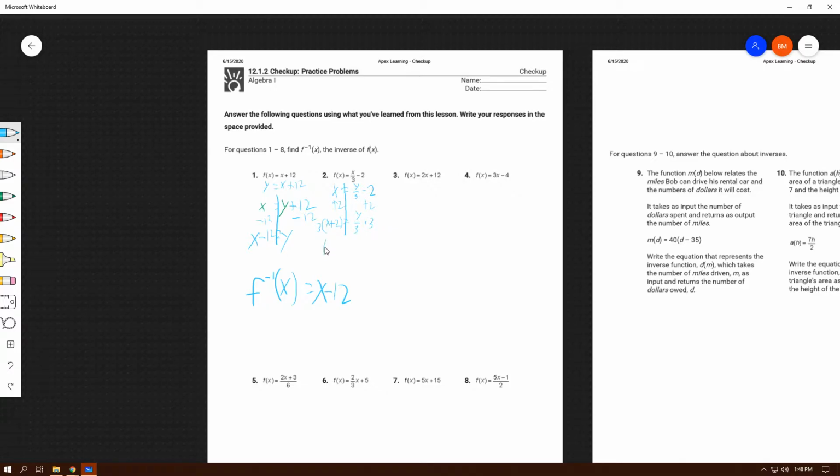And so I have 3x plus 2. I'm going to go ahead and distribute this. 3 times x is 3x, 3 times 2 is 6, and that's equal to y. Y is by itself, so I'm good. All I need to do is write it into function notation. F of negative 1, that means inverse, equals 3x plus 6.